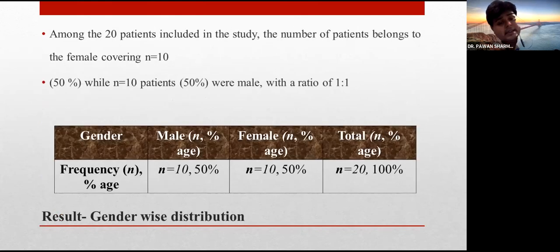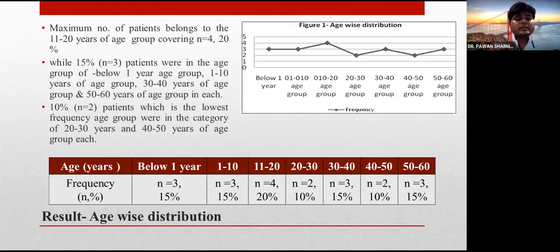This is 20 cases which I have described individually. Now in these 20 cases, what I observed is that 10 cases are from the male side and 10 cases from the female side. The maximum number of patients belonged to the age group of 11 to 20 years, 4 cases, that is 20% of all 20 cases, and 3 cases from the age group of 1 to 10 years and the age group of 30 to 40 years.